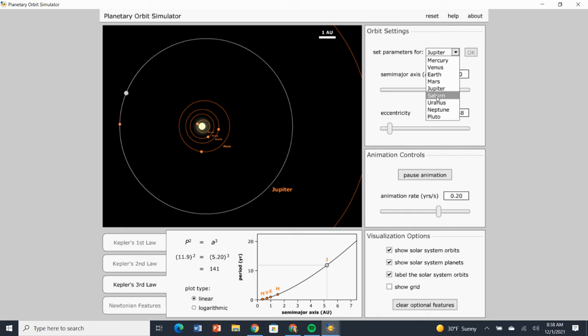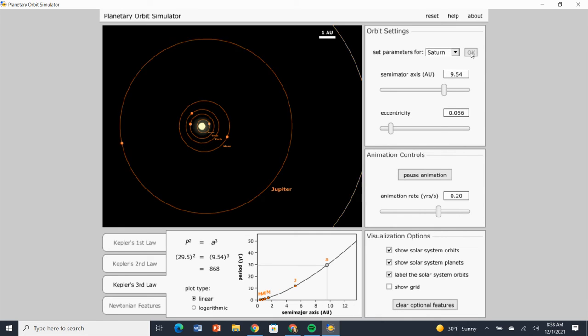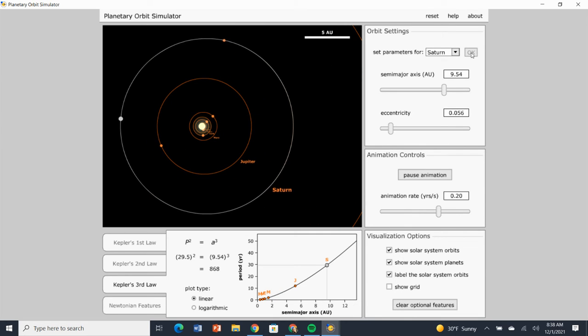The next planet out is Saturn. And here we are with planet Saturn way out there from the sun. This is what it looks like on the graph, and there is the mathematical formula. All right, so you want to pause and record for Saturn, and then we're going to go ahead and do Uranus. Click OK.